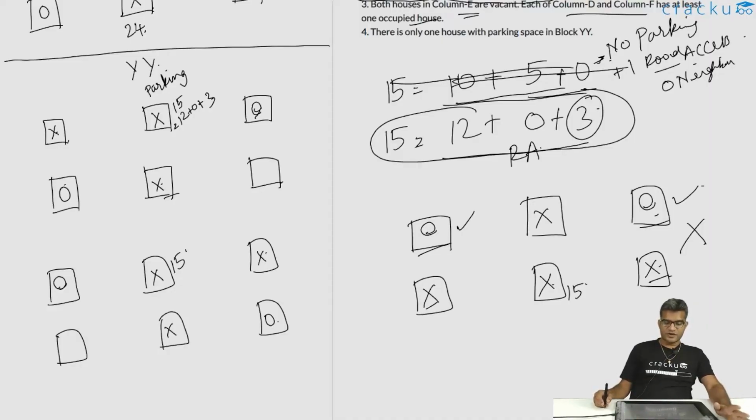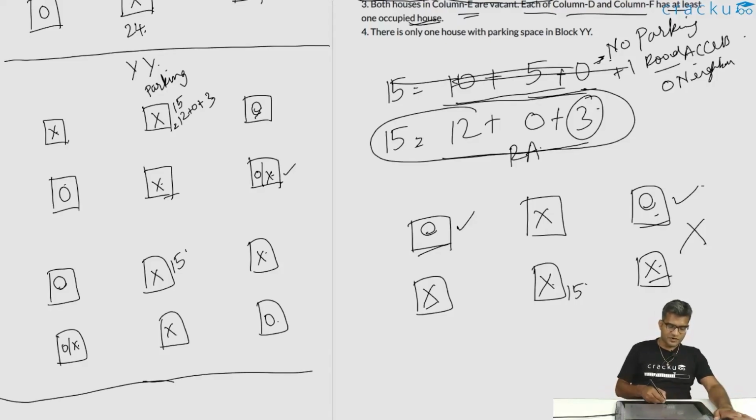In the first case, what about F2? This can be either occupied or vacant. Similarly, in the second case, D2 is either occupied or vacant, because we are not told that exactly one house in column D is occupied. We are told that at least one house is occupied. So there are multiple cases possible, but this is the best that we can do. Let us go ahead and answer the questions that follow.